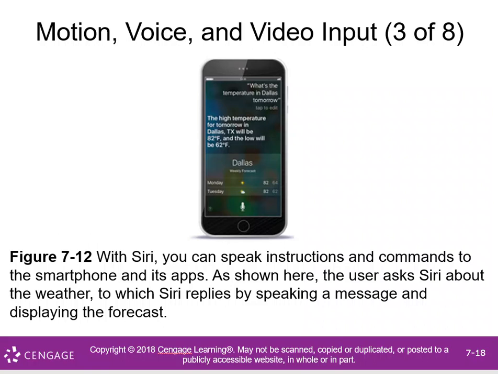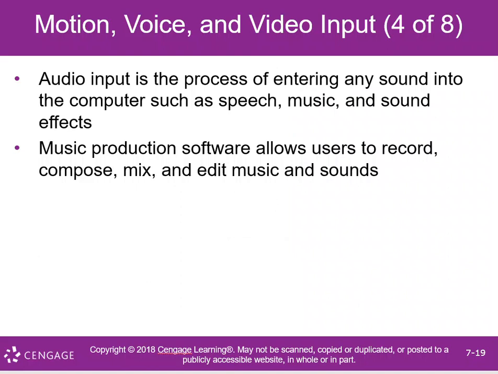Okay, so kalau Android, kadang-kadang kita ada Google Assistant. Okay, kita boleh tanya soalan kat situ dan kita boleh hanya guna voice dan dia akan reply. Okay, contoh kalau kita buka radio dan kita tanya ni lagu apa, Google Assistant tu akan letak jawapan. Okay, nah tu dipanggil ni lah, samalah fungsi dia macam Siri ni. Okay, then audio input is the process of entering any sound into a computer, such as speech, music, and sound effects. Music production software allows user to record, compose, mix, and edit music and sounds.